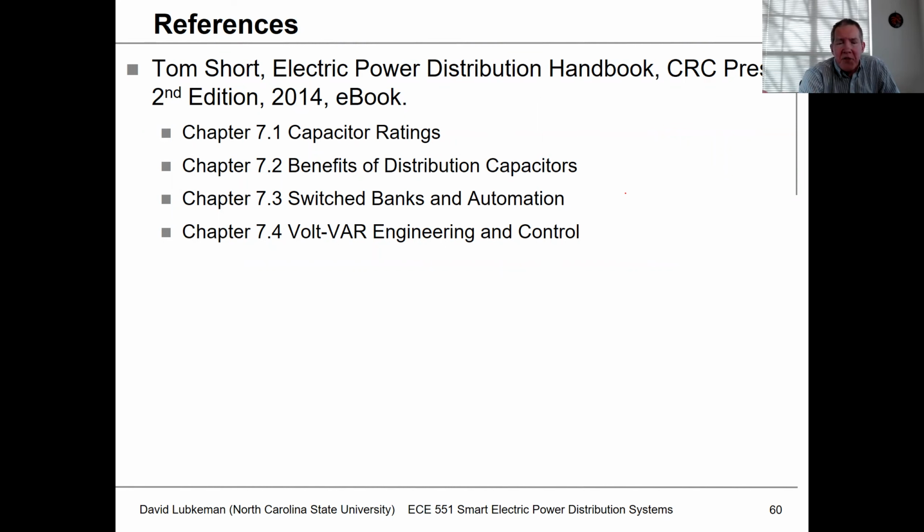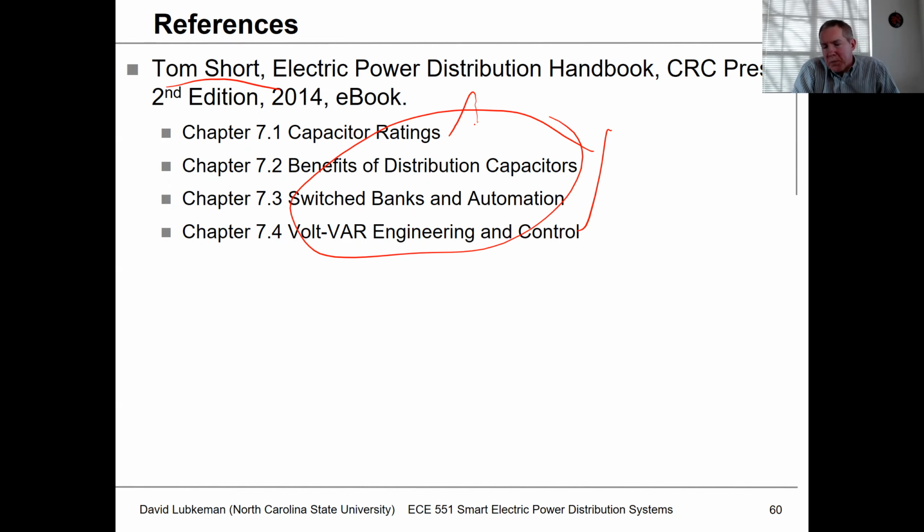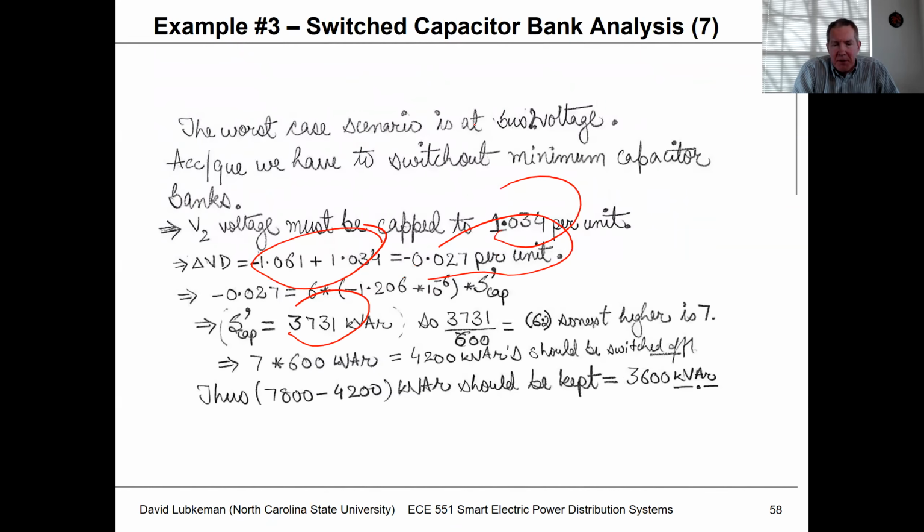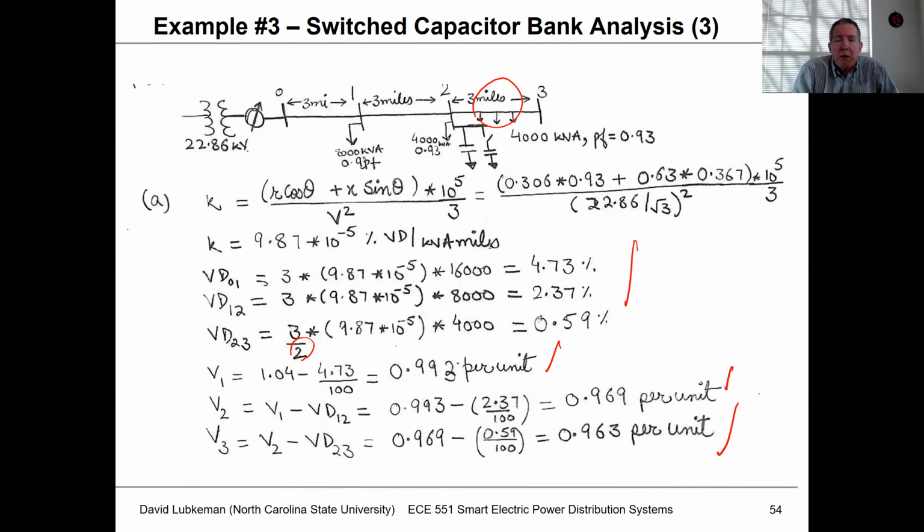Just for some references, if you want to know more about the basics of doing this control, the Tom Short book is a good reference. They get into capacitor ratings and the same sort of stuff I talked about here, probably more in the nuts and bolts than what I did in this lecture. What I talked about here is kind of limiting, because I was assuming you had a fixed location, which is awkward because it may not be the best location. You're given this location to work with, and all you can actually do is size it.